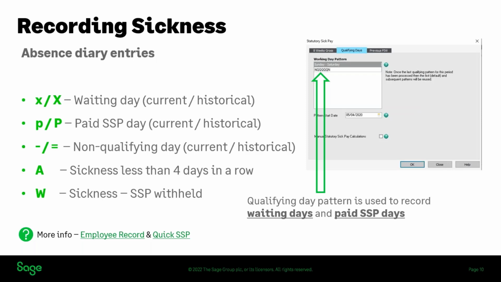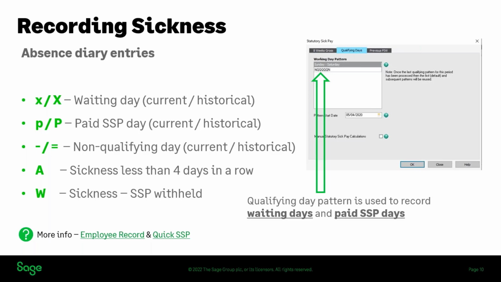Speaking of symbols, you will see these in the absence diary, and they are as follows. You have an X, which is a waiting day. It is then capitalized for historical. So you'll see there we've got current, which is a lowercase x, and historical is an uppercase X. Historical meaning you've updated records, so they've already been paid and processed. Paid SSP days are classed as a P. So those are any days that the employee is due some statutory sick pay. So again, lowercase for current, uppercase for historical.